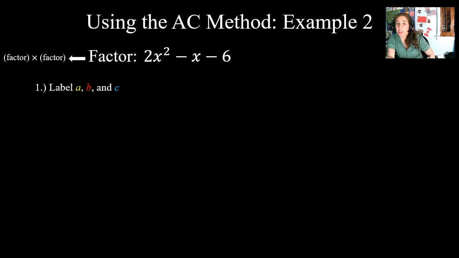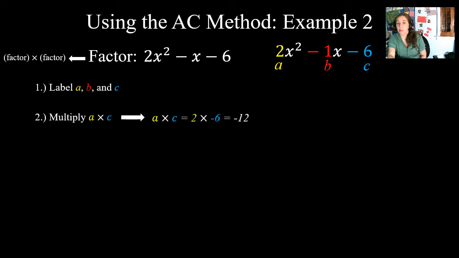So the first step of the AC method is to label my A, B, and C, my coefficients. Here, my A is 2, my B is -1, and my C is -6, okay? When you're labeling those coefficients, it's so important that you take the sign with them. So if you have a minus sign in front of one of the coefficients, it comes with it as a negative, all right? So now my second step to the AC method, I multiply A times C, which will give me 2 times -6, right? My A was 2, my C was -6. 2 times -6 is -12.